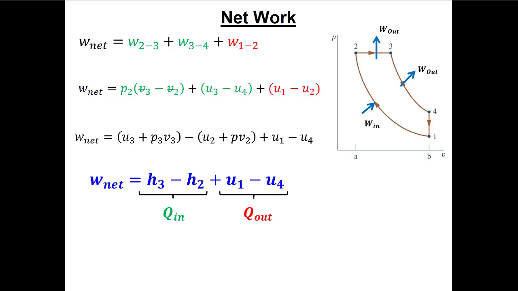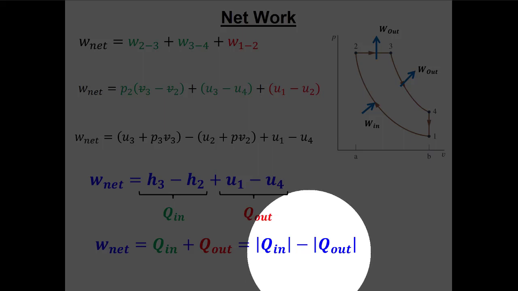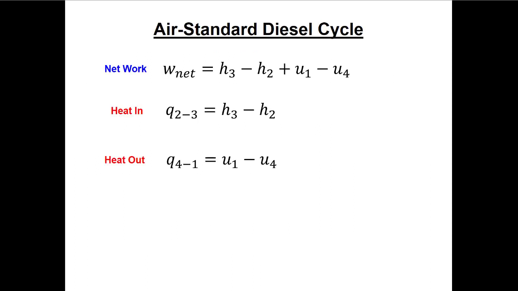So as always, W net is equal to Q in plus Q out, recognizing that Q out is negative. So the textbook will tell you that Q in minus Q out is net work, but they're putting absolute value signs around those heat transfer terms, even though they don't tell you that.